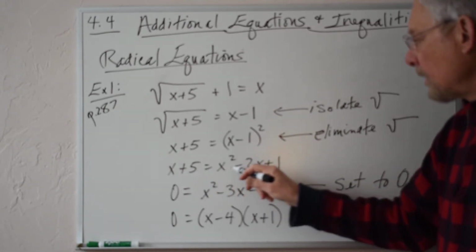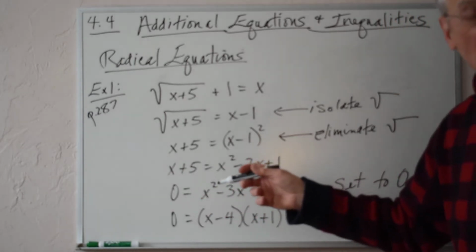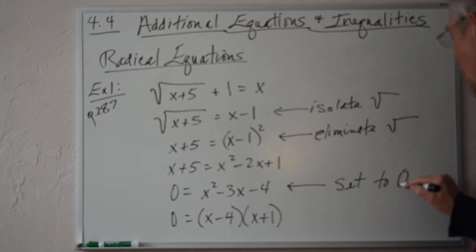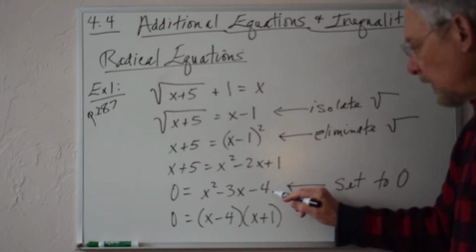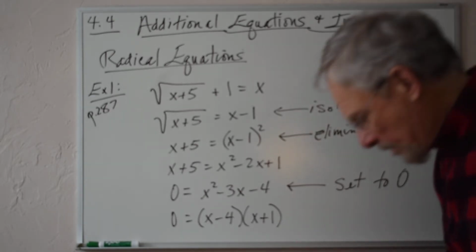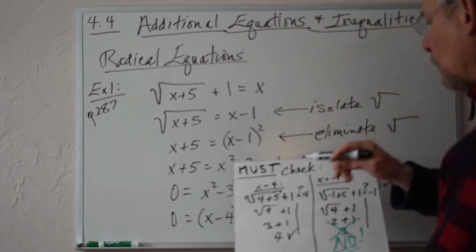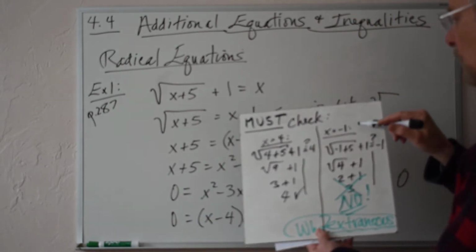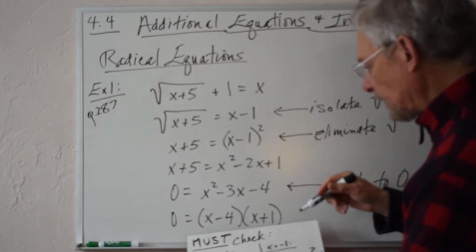I do that, and I say, okay, I'd like to solve this, so I'm going to solve it in the usual way. I'm going to set one side equal to 0. It turns out this one factors nicely, just like that. So I get my answers. X equals 4, x equals minus 1, right, from these two factors here.